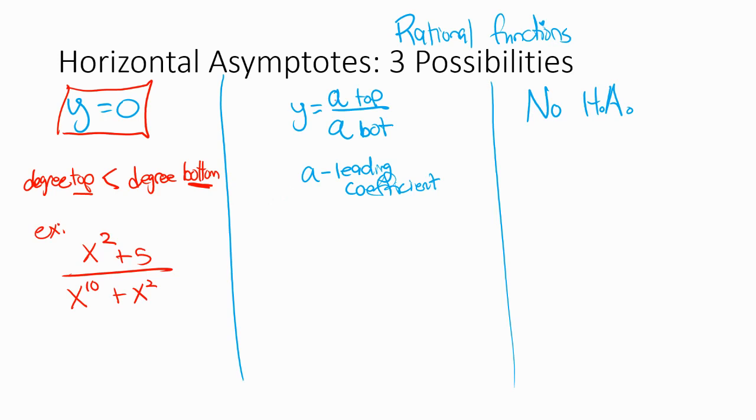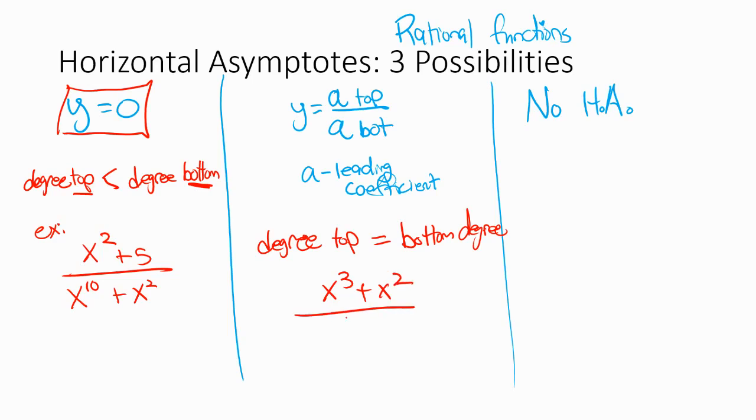For a different scenario, where the answer is the division of the leading coefficients, you've got to have the top degree equal to the bottom degree. What I'm looking at there is, say, x to the third plus x squared over x to the first plus 3x squared plus 3x to the third. That would make these the same degree. The degree of the top is 3. The degree of the bottom is 3, even though it's out of order.